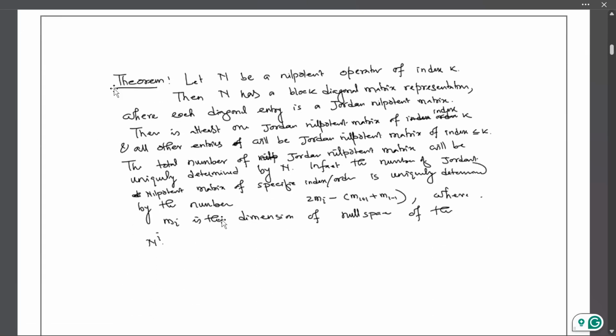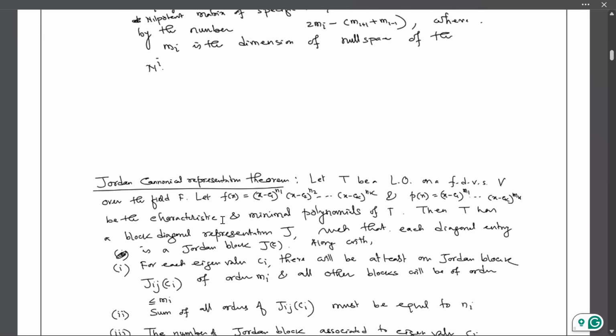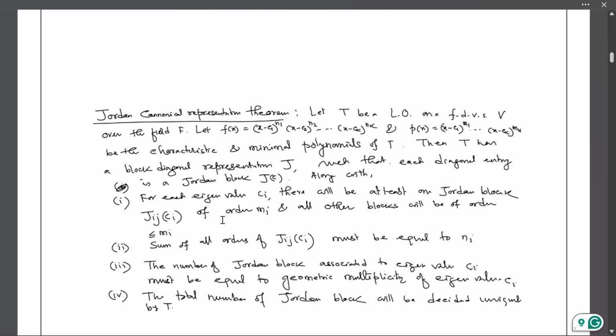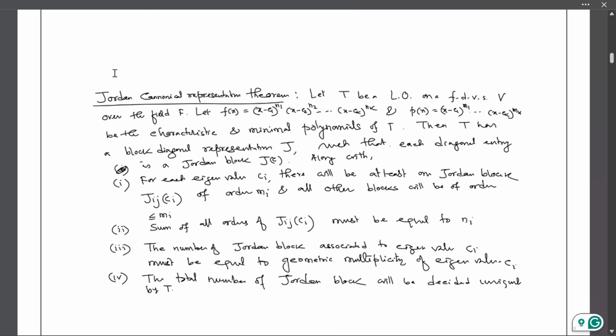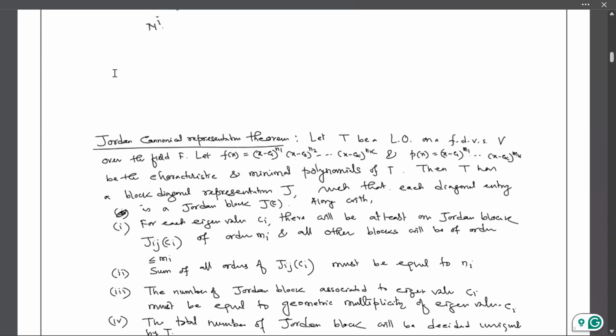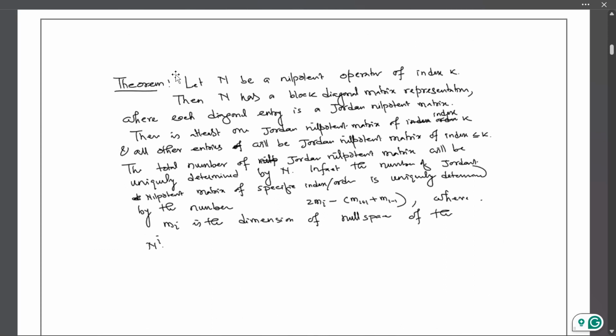So next we have this theorem, which is not proved in the class. It might be proved in coming week, but if you see the statement of this theorem, we'll solve some exercises regarding these statements. Probably in the coming weeks, you will see the proof of these theorems. So first theorem was, if N is a nilpotent operator of index k, which means N power k is zero, but N power k minus one, composition k minus one times, is not zero, but if you compose them k times, then it is zero. Then N has a block diagonal matrix representation, where each diagonal entry is a Jordan nilpotent matrix.